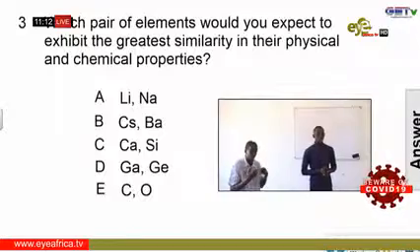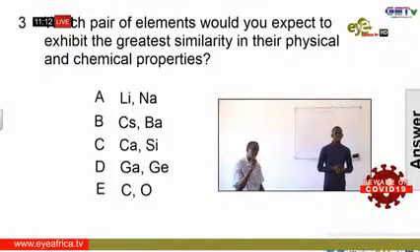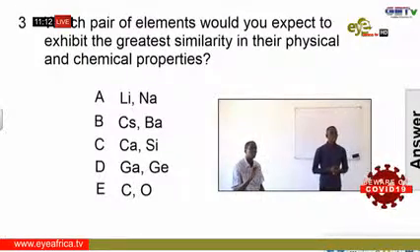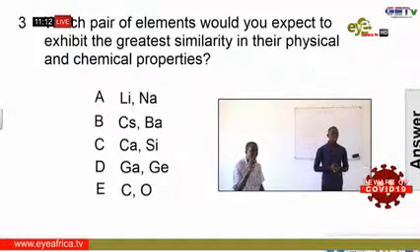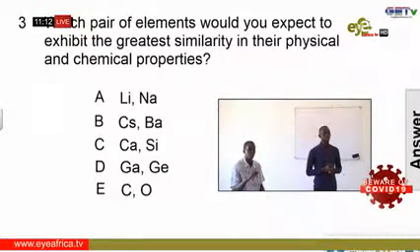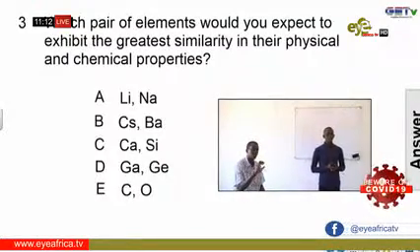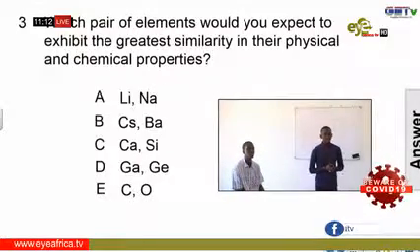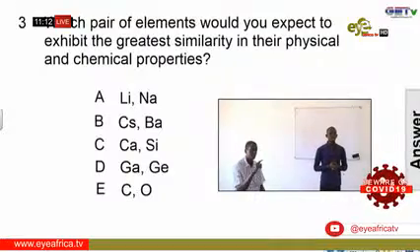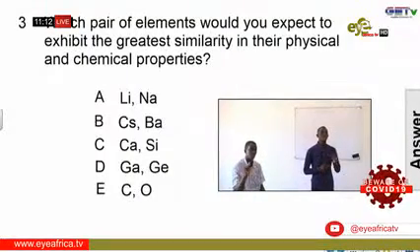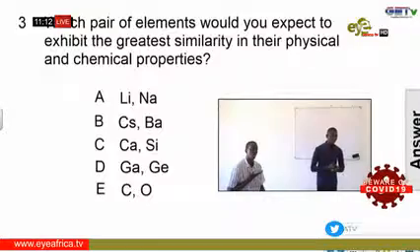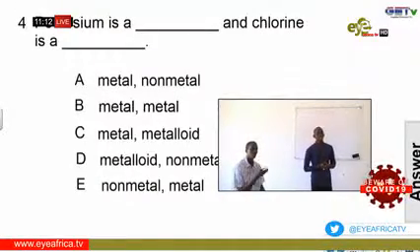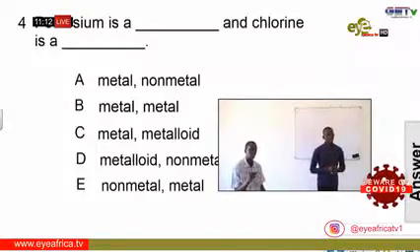Now here A, we have lithium and sodium, B, cesium and barium, C, calcium and silicon, D, gallium and germanium, E, carbon and oxygen. And in this case the correct answer is A, that is lithium and sodium, because they all have valency of 1, 1.